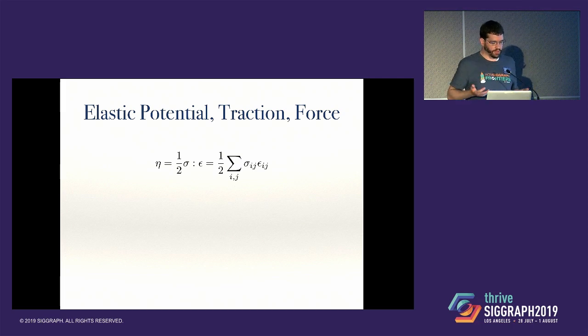The elastic potential, so this is the energy in our system, is 1/2 of the stress times the strain, where that symbol is tensor contraction. You're basically multiplying each of the individual components of your stress and strain together. From that, we can compute traction, which is the stress times some direction. And then we can also compute forces, which are just going to be the partial derivative of our energy with respect to our degrees of freedom.